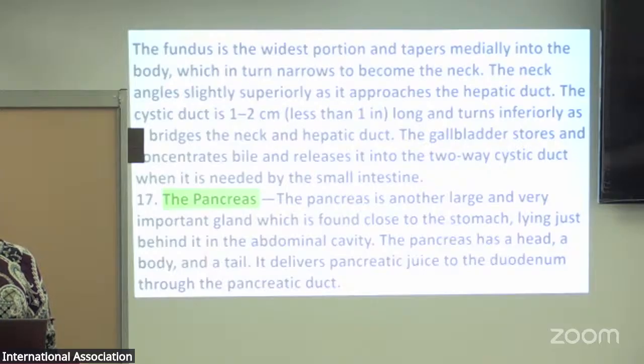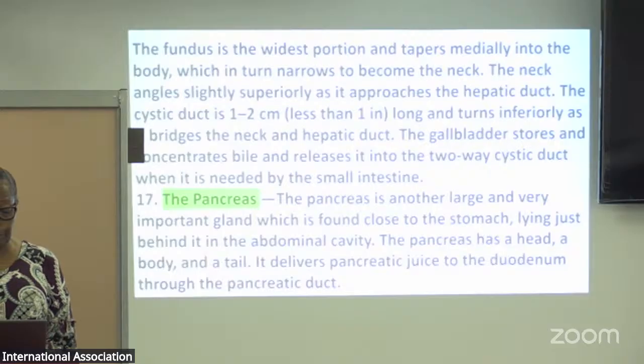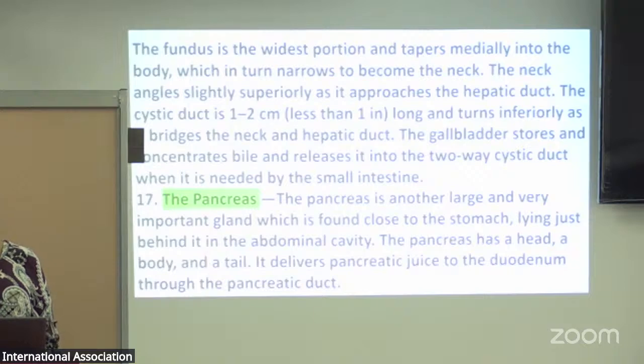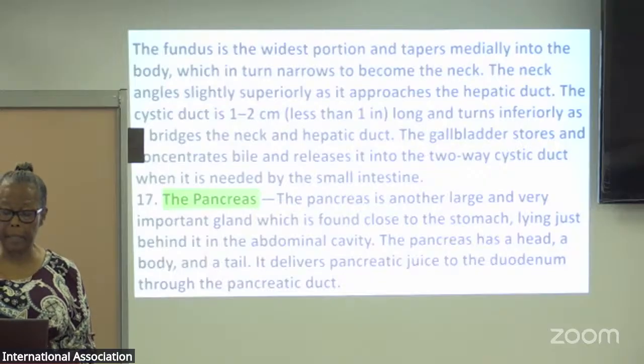The pancreas is another large and very important gland, which is found close to the stomach, lying just behind it in the abdominal cavity. The pancreas has a head, a body, and a tail. It delivers pancreatic juice to the abdomen through the pancreatic duct.